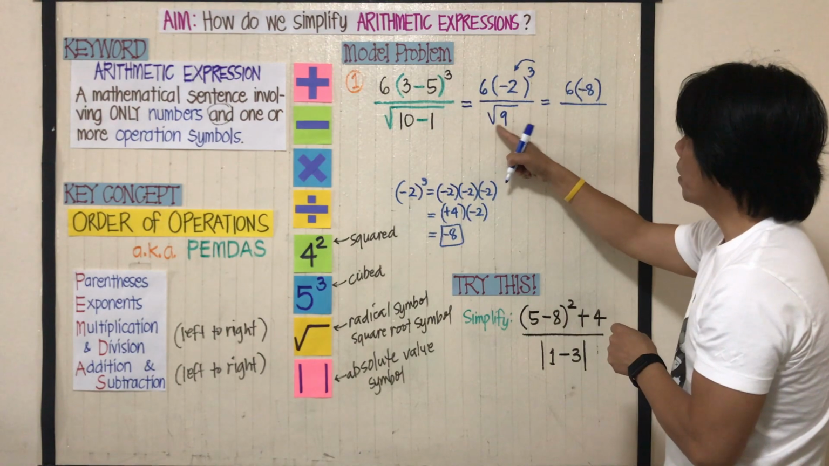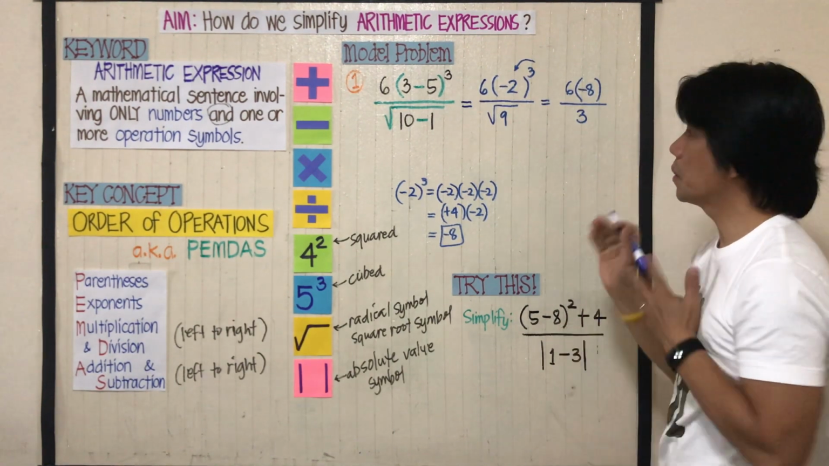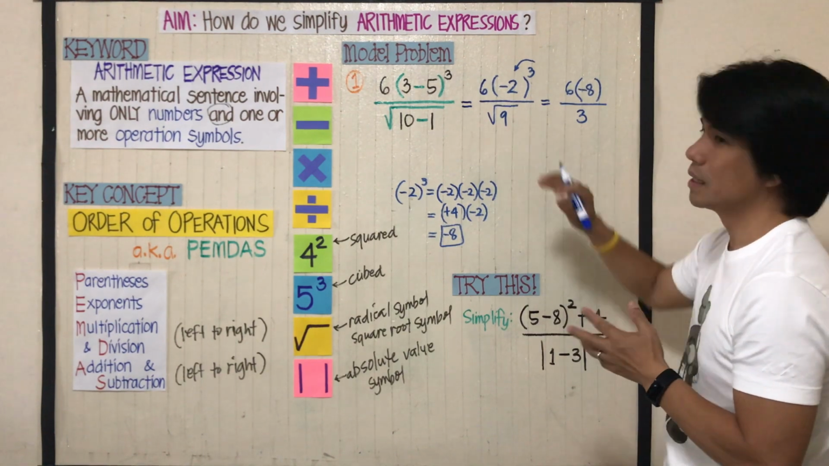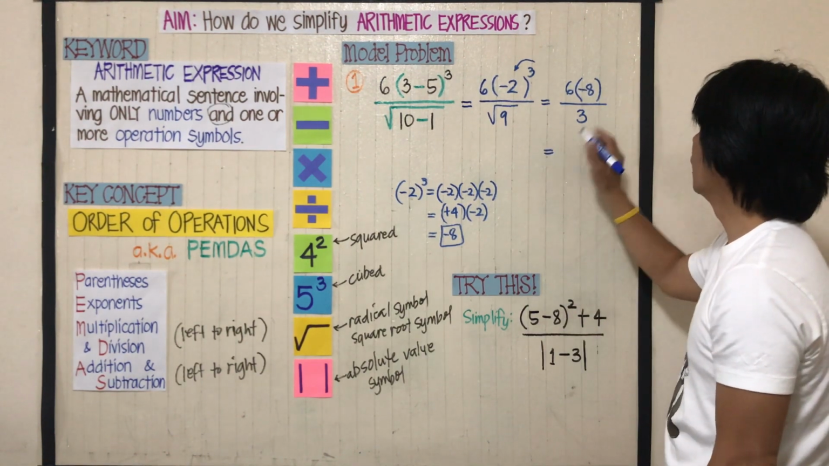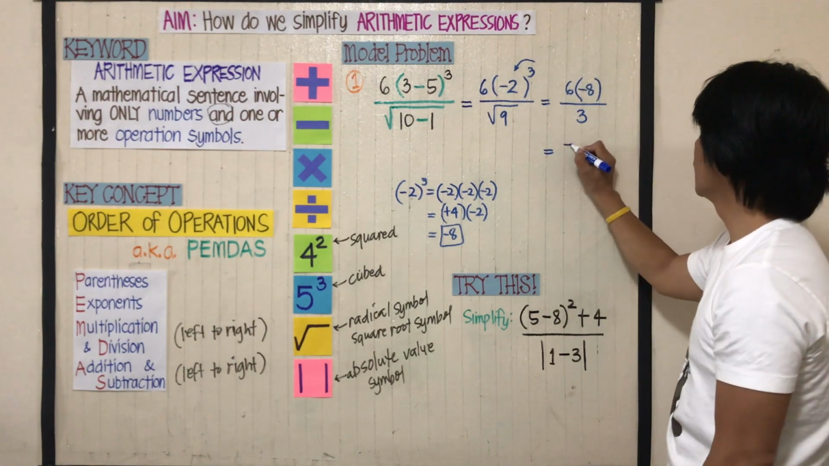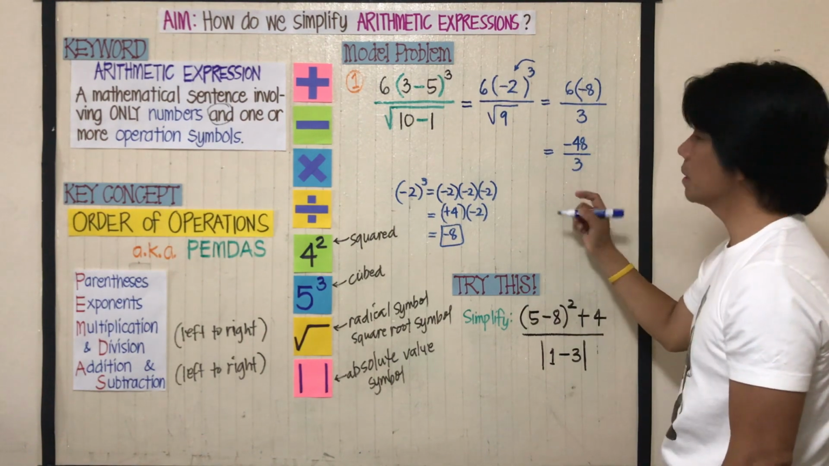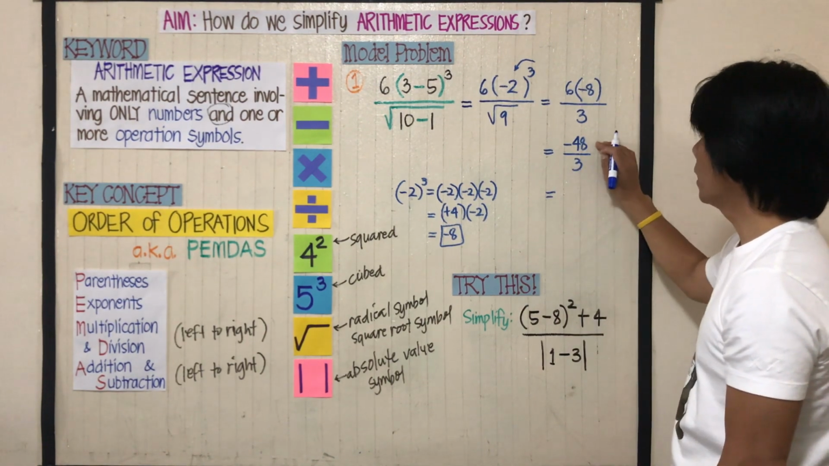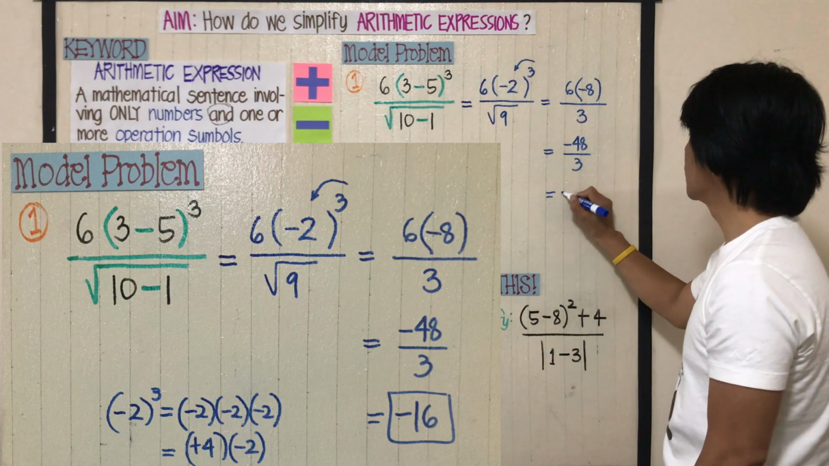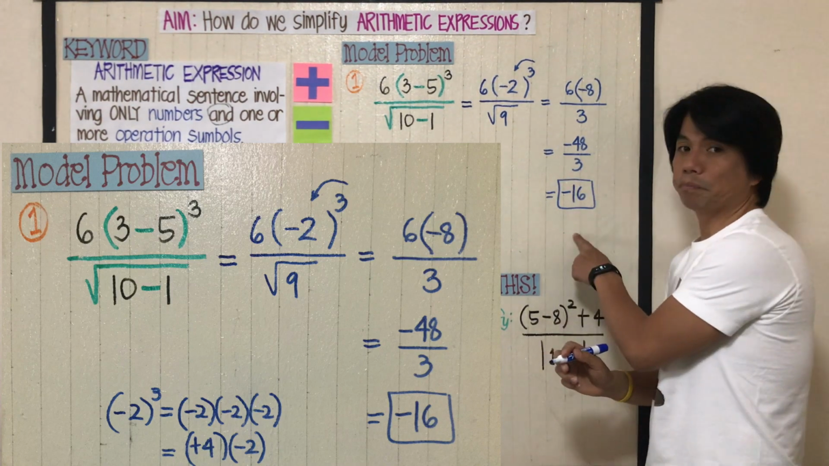Now, what is the square root of 9? That's 3, because 3 times 3 is 9. Moving forward, 6 times negative 8 is negative 48, divided by positive 3. Negative 48 divided by 3 is negative 16. And this is our final answer.